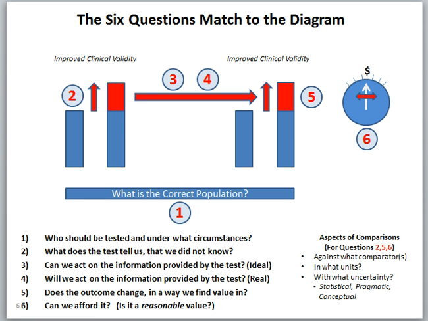And we have 6 questions we matched to this diagram. First, who should be tested and under what circumstances? 2, what does a test tell us that we did not know before? 3, can we act on the information provided by the test if everything was ideal? 4, what really happens in the real world? 5, does the outcome change in a way we find value in? And 6, can we afford it? And note that questions 2, 5, and 6 are comparative, so you will need to say against what comparators, in what units, and with what uncertainty.